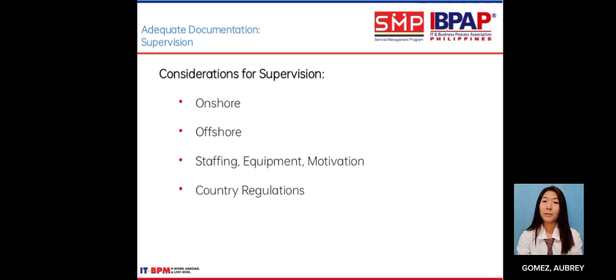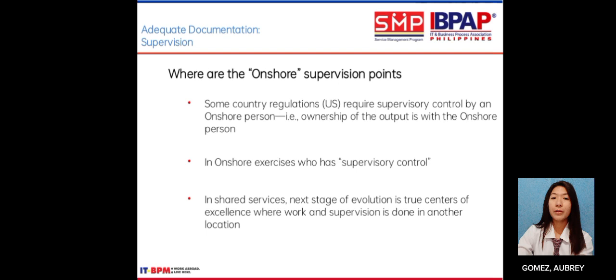Considerations for supervision. The first one is onshore. Second is offshore. The third is staffing, equipment, and motivation. And the last is the country regulations. Where are the onshore supervision points? Some country regulations, such as in the US, require supervisory control by an onshore person. Ownership of the output is with the onshore person.